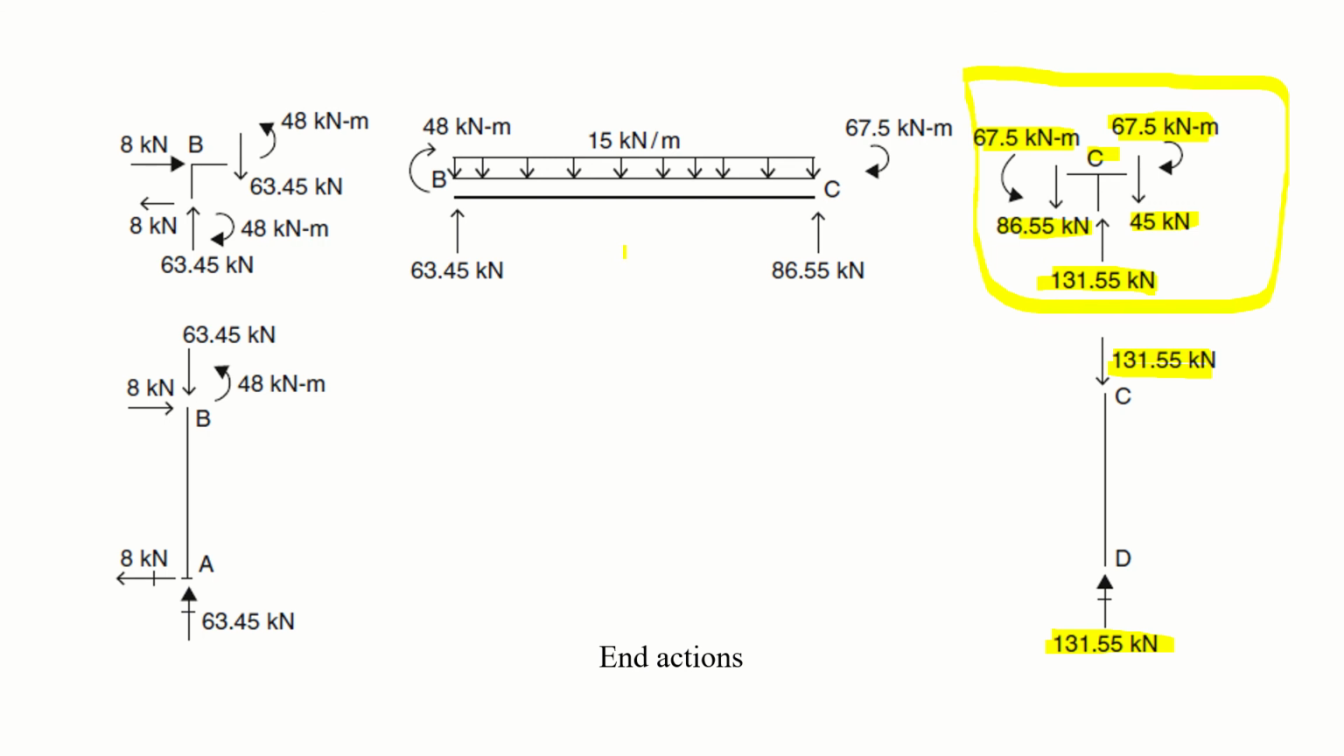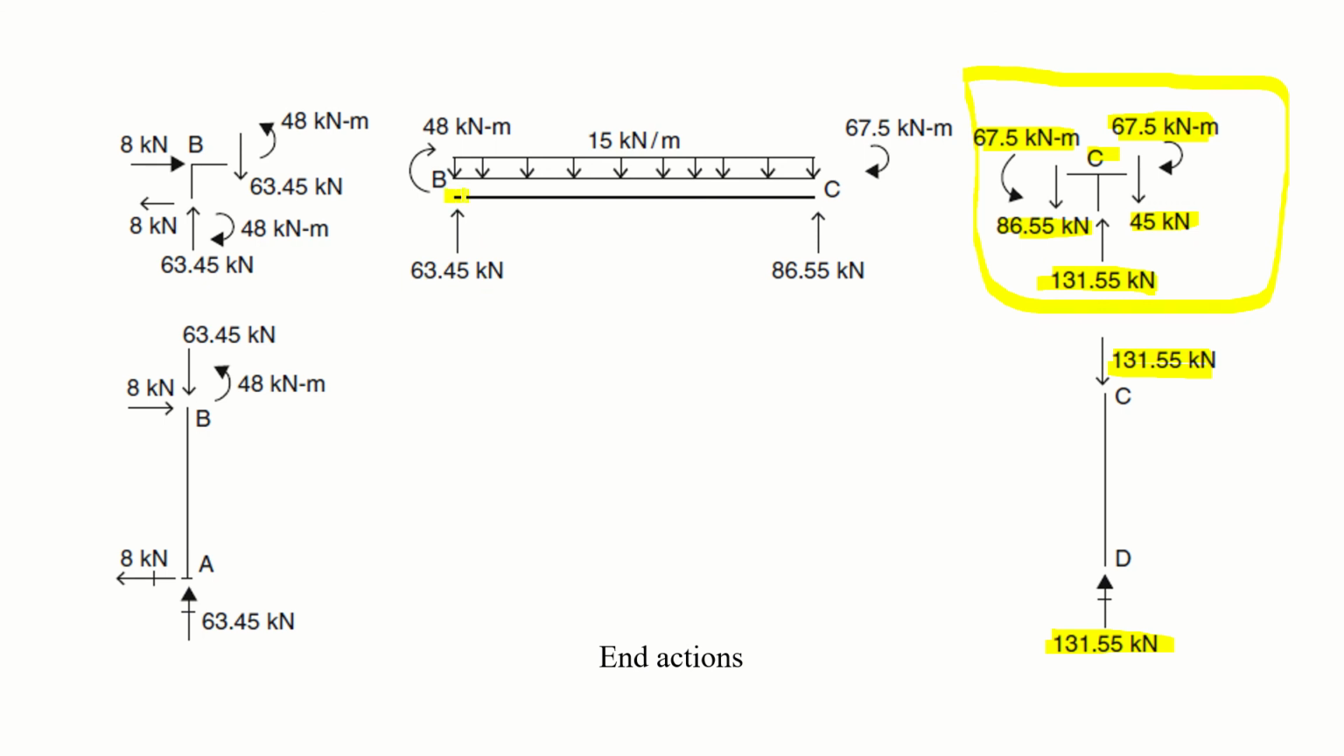Summation of Fx, no Fx. Summation of Fy: 86.55 is acting upward, 15 kilonewton per meter is acting downward. You know the total length is 10, so 150 minus 86.55 is equal to 63.45 kilonewton.